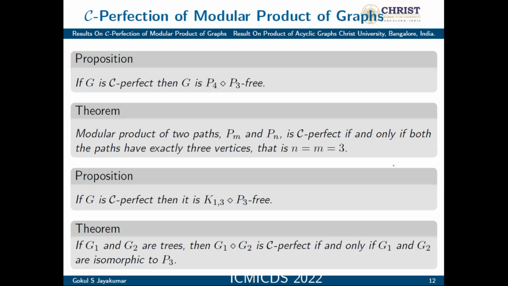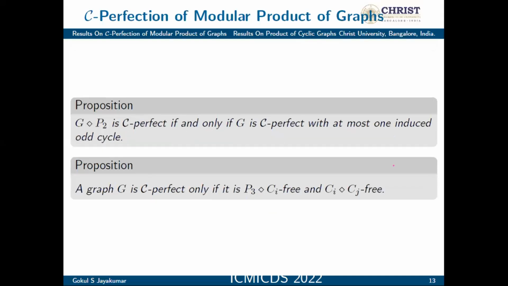Further extended this to acyclic graphs, the product of all acyclic graphs. If G1 and G2 are trees, then G1 modular product G2 is C perfect if and only if both G1 and G2 are isomorphic to P3. Now we extended this to cyclic graphs. G modular product P2 is C perfect if and only if G is C perfect with at most one induced cycle.